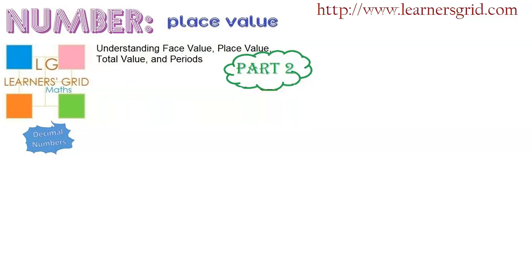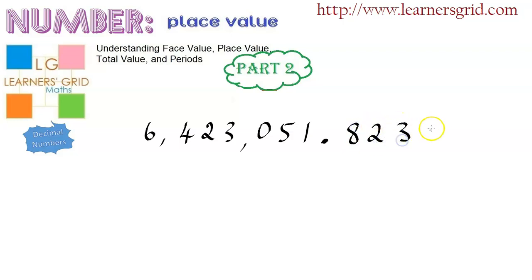Now, right out the gate, I'm going to start this tutorial by looking at a number, but I'm going to make it a big number. So let's just try this one. 6,423,051.823,97. There you go. How about that one? That's a big number.